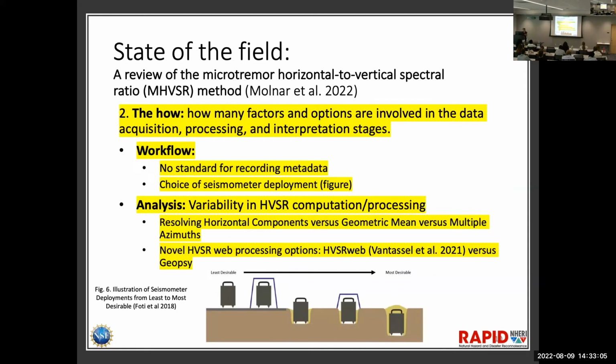In terms of workflow, we don't have a standard for recording metadata for the HVSR method. We also have a lot of options for seismometer deployment, where preference generally increases as seen in the figure below, where buried fully underground is preferred but not always possible, and this can affect data quality. Then in terms of analysis, as discussed, the horizontal components need to be resolved to develop the HV curve. This can be done in many ways, though the geometric mean is the most widely used. However, calculating this in multiple azimuths or directionalities can avoid the assumption of a spatially homogeneous site. This is integrated in new processing options called HVSR Pi and its web application, HVSR Web.